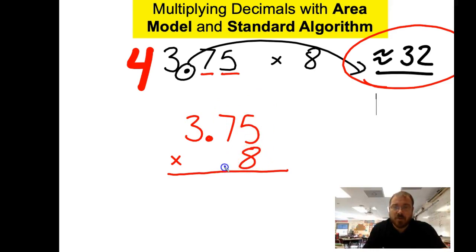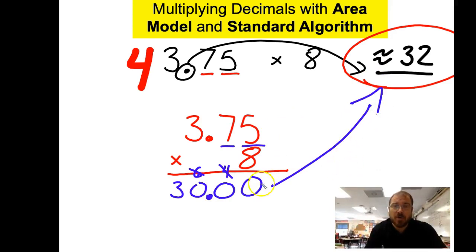5 times 8 is 40, little 4, big 0, the 4 is in the tens, 0's in the ones. 8 times 7 is 56, plus 4 is 60, and 8 times 3 is 24, plus 6 gives us our 30. And again, we have that answer of 3,000, but it's not. We have 2 places in the problem. We go 2 places in and place our decimal. And we also, of course, did our estimate before we even began to set our purpose and make sure our answer was going to be reasonable.